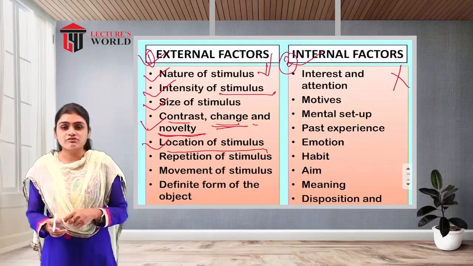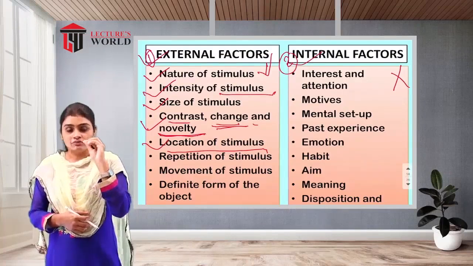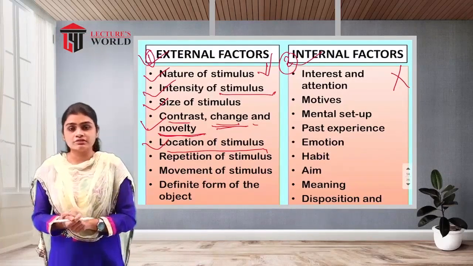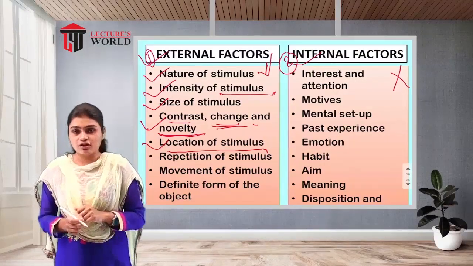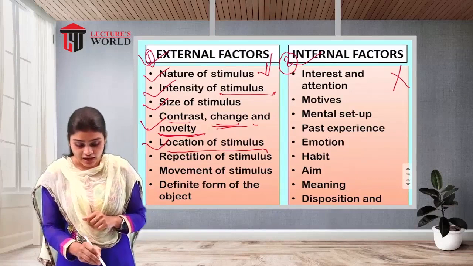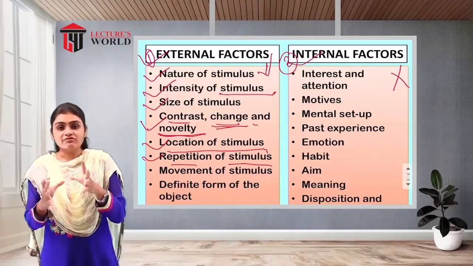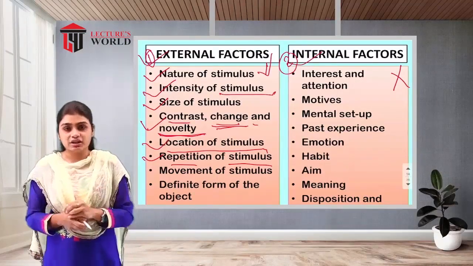After that, another external factor we have is the location of stimulus. Location in the sense of when we are visualizing something, the nearer object, we are going to focus more attention over that. So location also matters while we are attending something. Then we have the repetition of stimulus. That means something which is repeating, at that time our attention will quickly go over that.